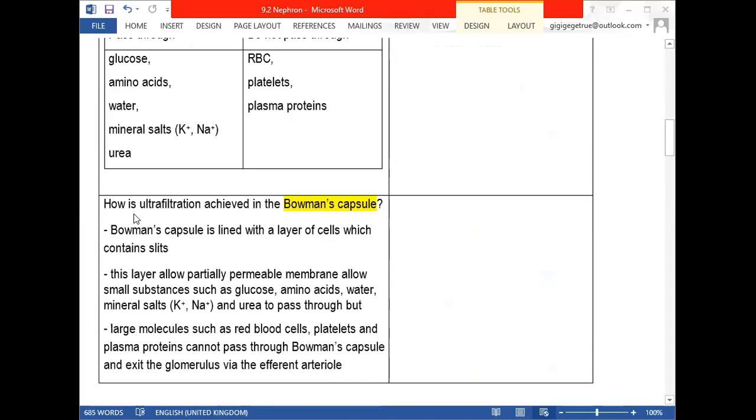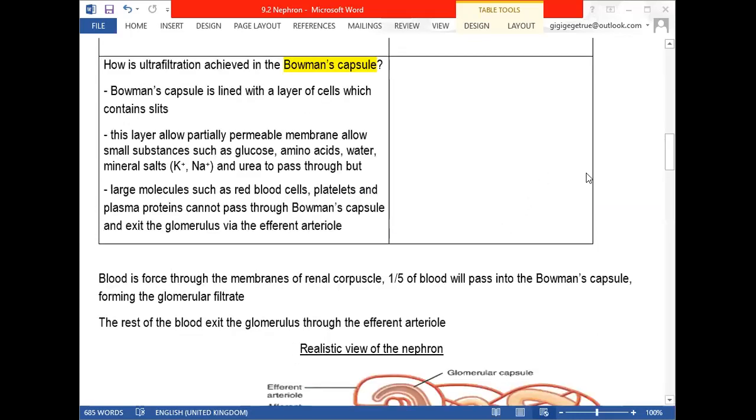So if the question asks you about ultrafiltration in the Bowman's capsule, then you have to talk about how the capsule is lined with a layer of cells that contain slits that allow small particles to pass through, but not large ones. Simple as that.